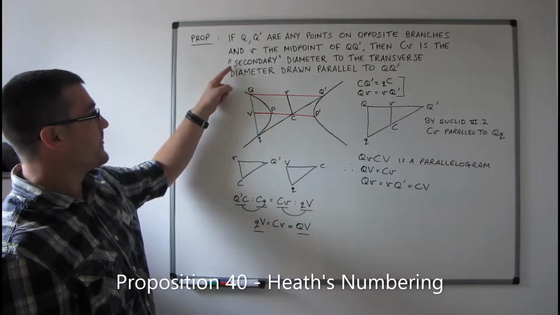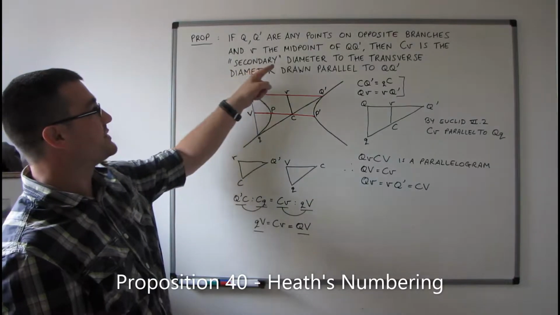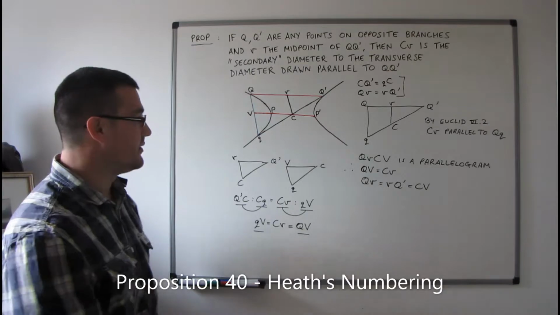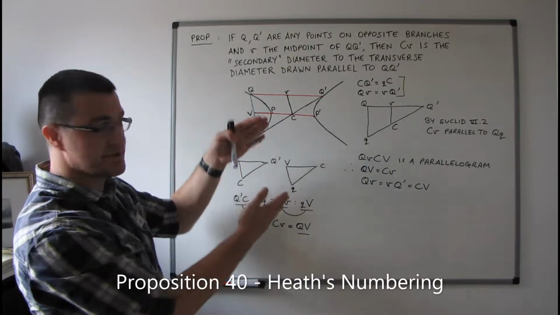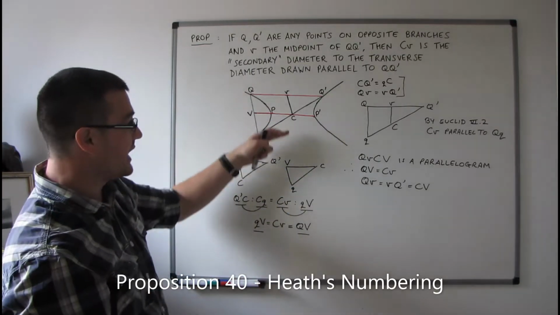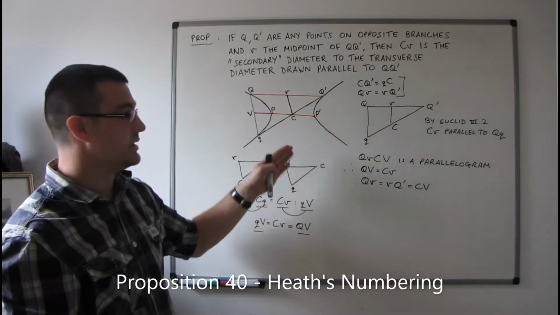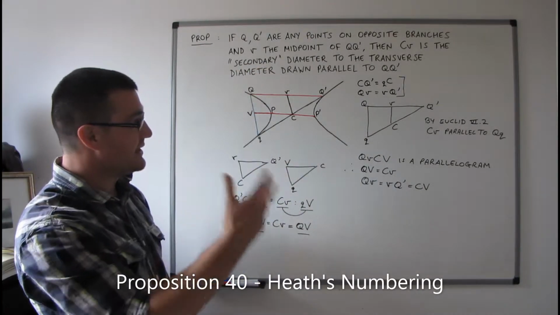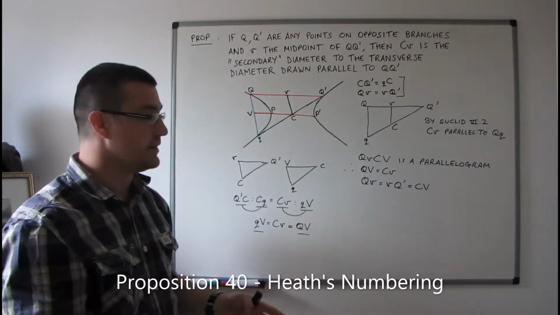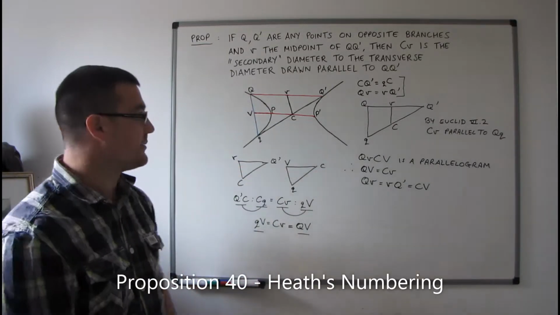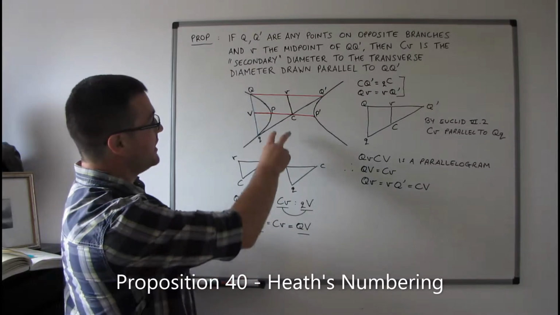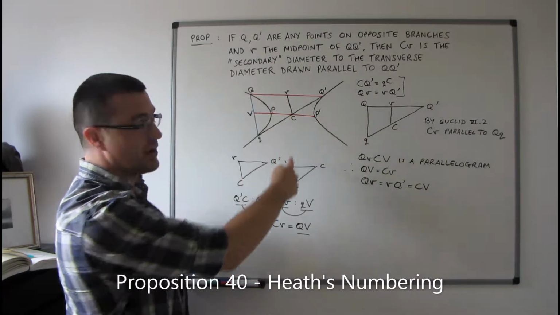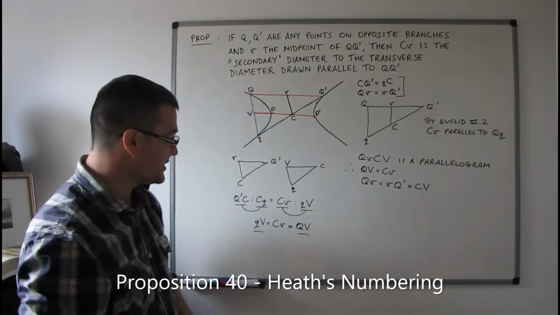I personally wouldn't have used the term secondary diameter. I'd think of it more as a conjugate diameter, although obviously if the right length is taken on there, then it will be a secondary diameter as well, depending on the ratio between PP primed and its parameter and things like that. But at least we've got a conjugate diameter. CV is actually a conjugate diameter.